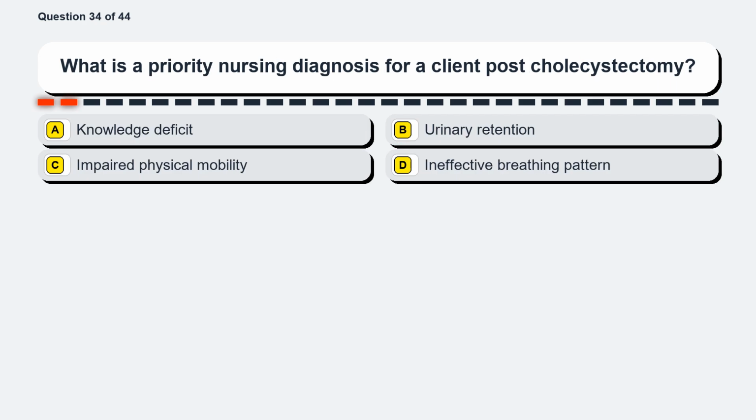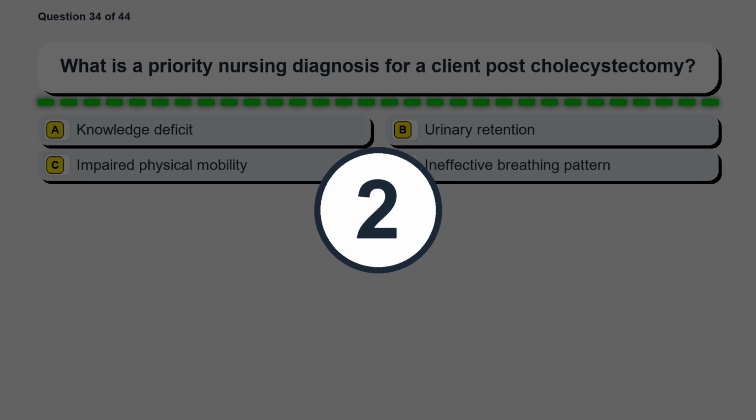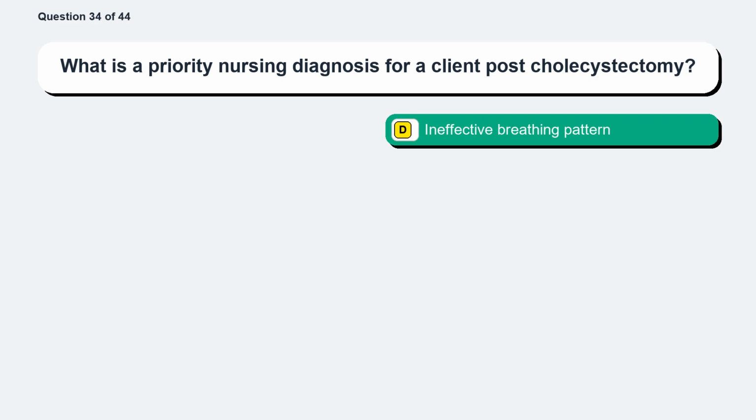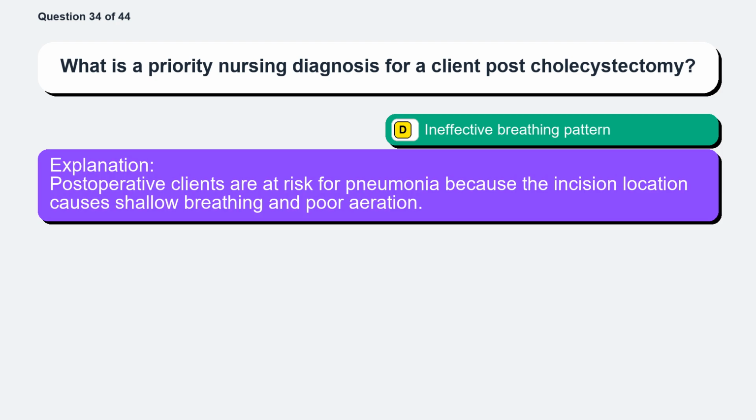Question 34. What is a priority nursing diagnosis for a client post-cholecystectomy? Option A. Knowledge deficit. Option B. Urinary retention. Option C. Impaired physical mobility. Option D. Ineffective breathing pattern. The correct answer is option D. Ineffective breathing pattern. Postoperative clients are at risk for pneumonia because the incision location causes shallow breathing and poor aeration.